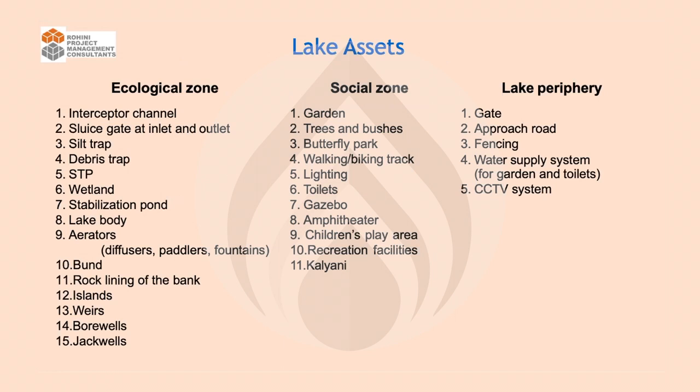Coming on to lake assets, this is what we can broadly classify. You can consider an ecological zone, a social zone, or the lake periphery, and bifurcate all the assets. These are all the portions or features which get into a lake, and hence they are called lake assets. There might be some detailing also involved in this. Now we will try to understand how these assets can be tested, and on what parameters we'll be testing.